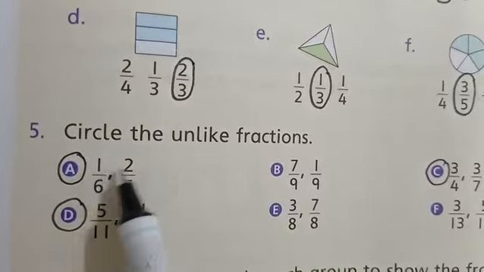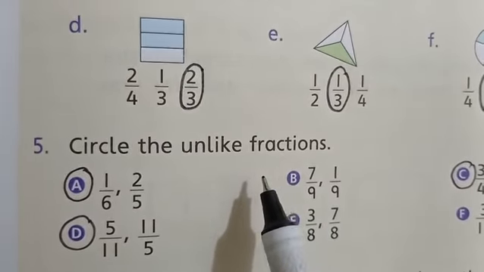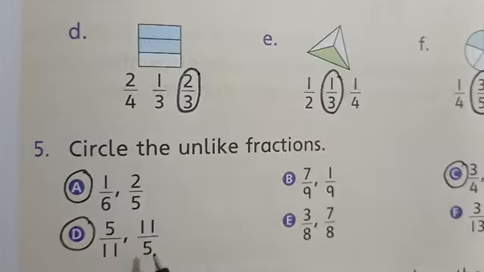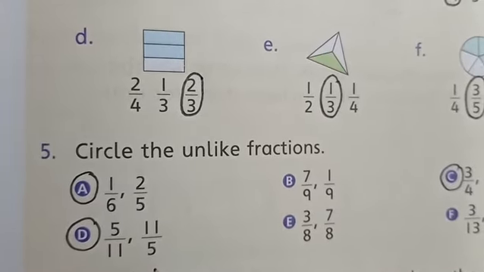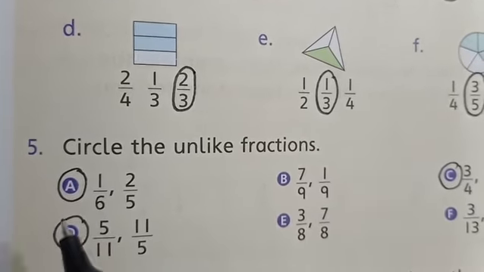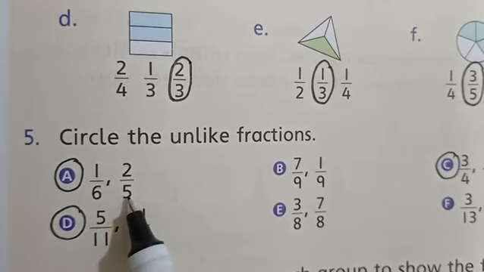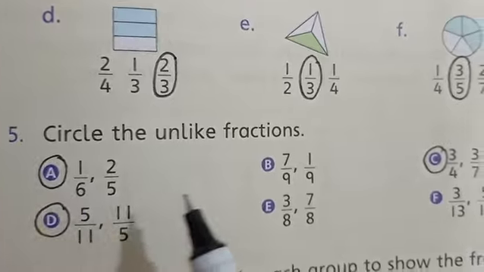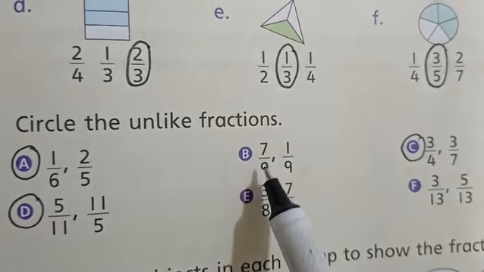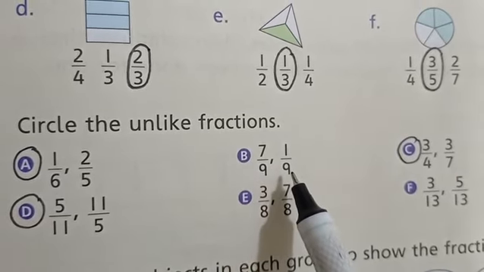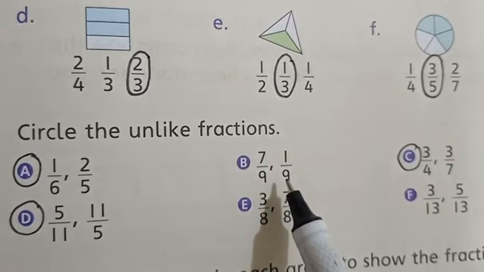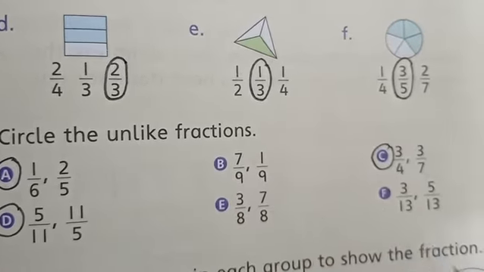Next question, circle the unlike fraction. As you know students, what is unlike fraction? In which the denominators are not the same. So look at this, it is 1 by 6 and 2 by 5. Here we have different denominator, it is unlike fraction. Next is 7 by 9 and 1 by 9. It is like fraction because denominators are same.